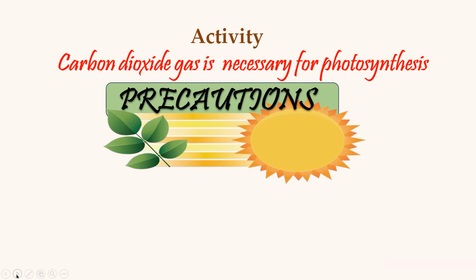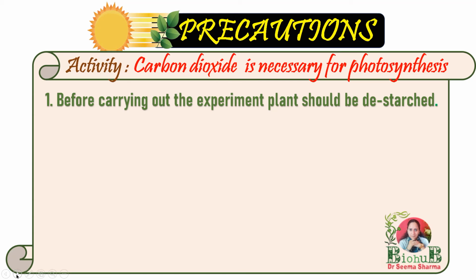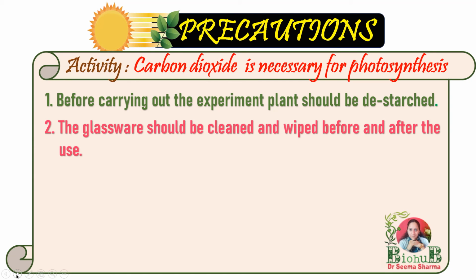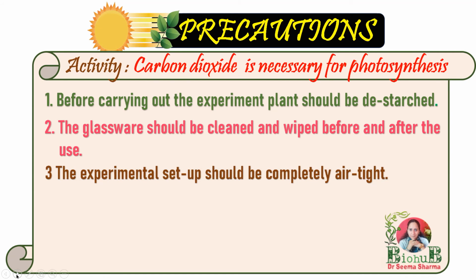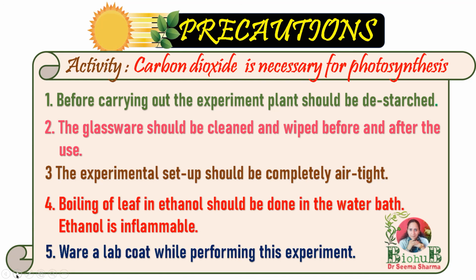Now, let's switch over to the precautions. Precaution number 1, before carrying out the experiment, plant should be de-starched properly. Second, the glassware should be cleaned and wiped before and after the use. Third, the experimental setup should be completely airtight. Fourth, boiling of leaf in ethanol should be done in the water bath because ethanol is inflammable. Fifth, wear a lab coat while performing this experiment in your science lab.